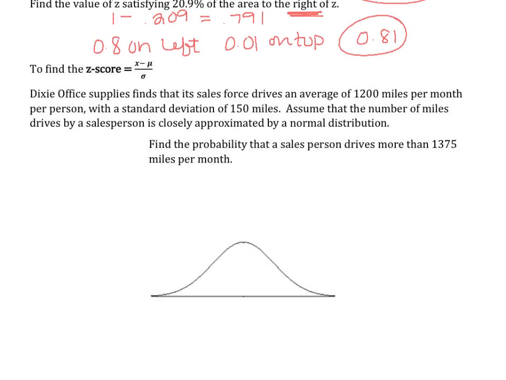To find the z-score, we have the x is just a standard number that we're considering. This little mu here means the mean, and then our standard deviation symbol.